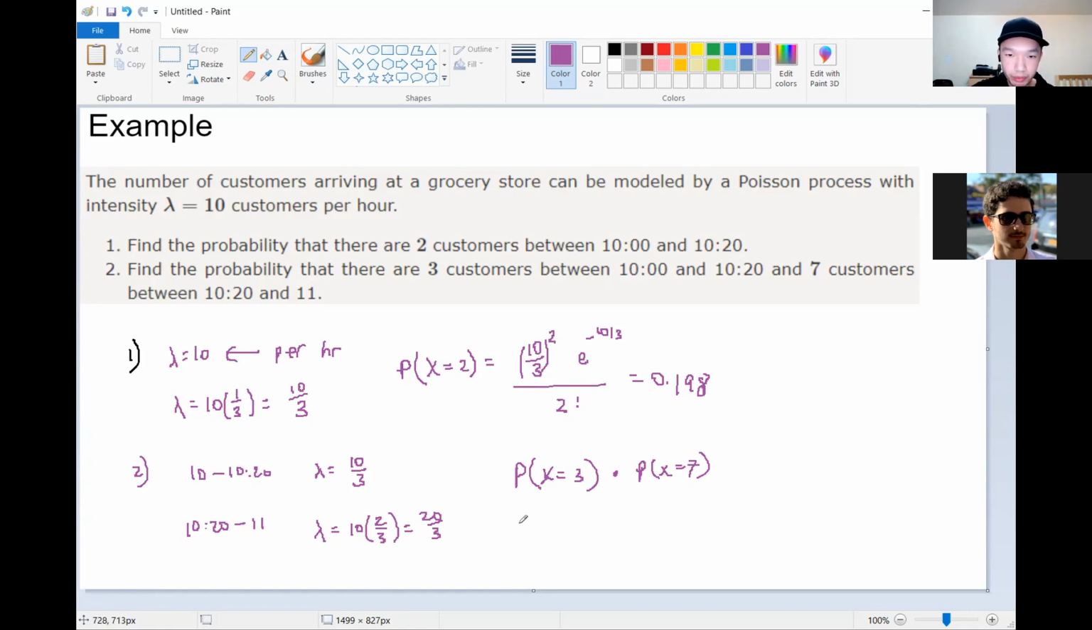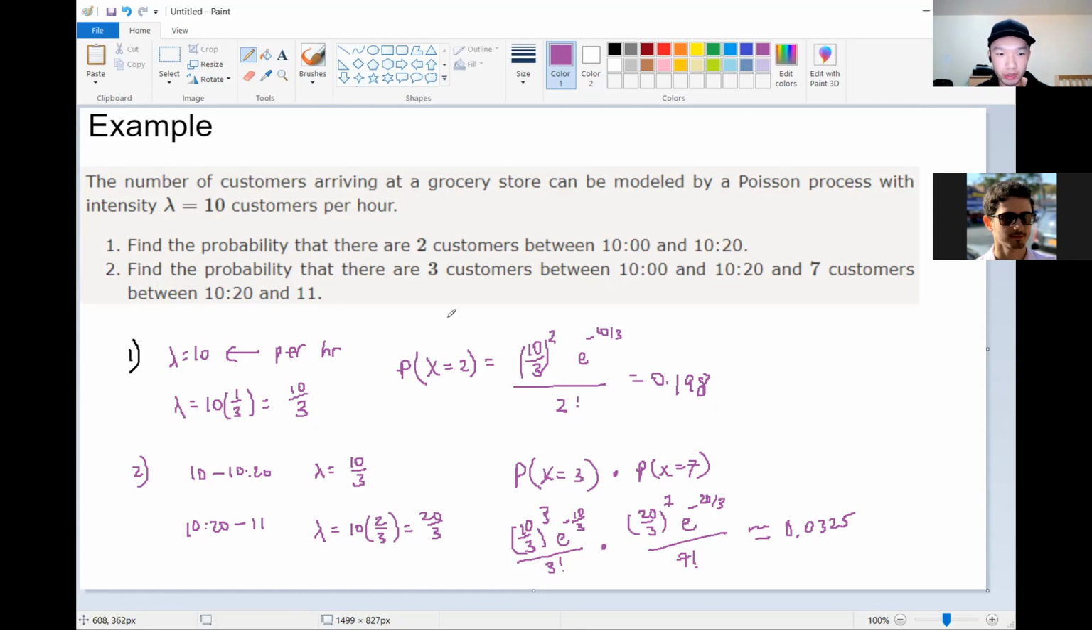So this would be (10/3) to the 3rd power, e to the negative 10/3, over 3 factorial, times our parameter 20/3 to the 7th power, e to the negative 20/3, over 7 factorial. Okay, and then whatever this is, that's your answer. I think I got 0.0325. I think that's right. Okay, so yeah, there you go.